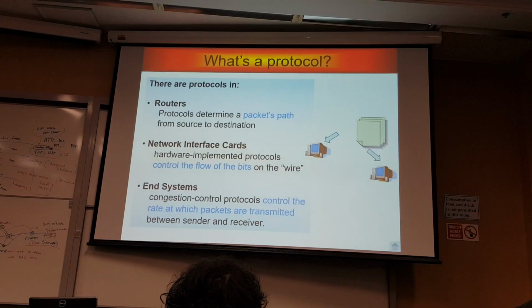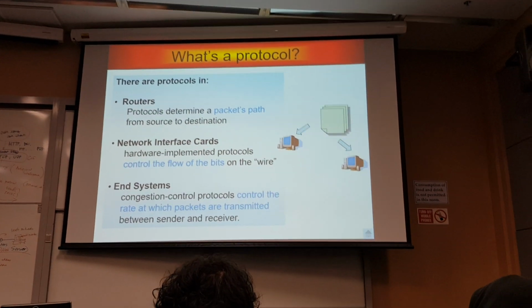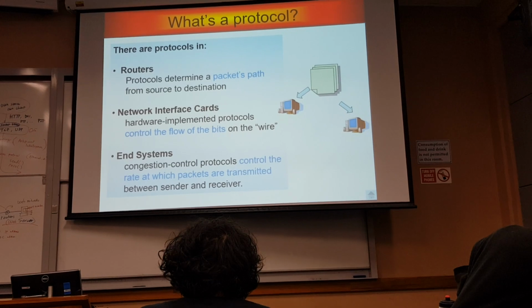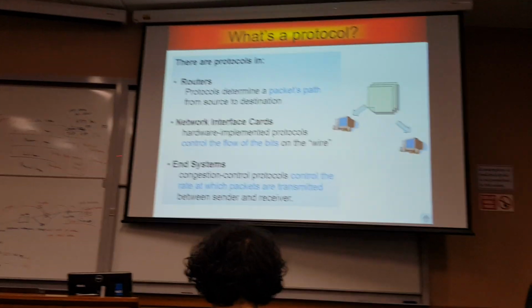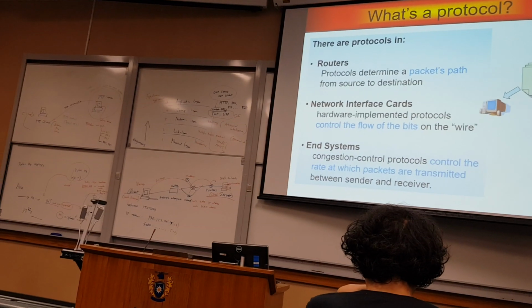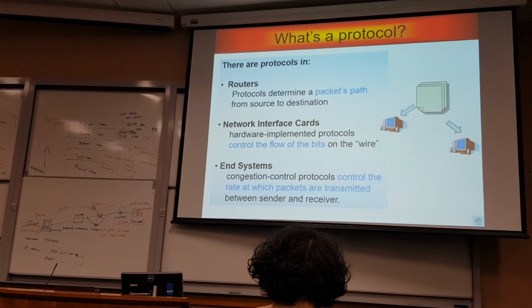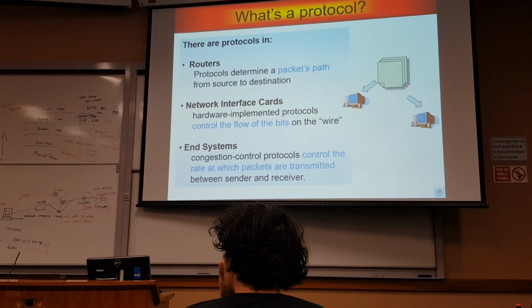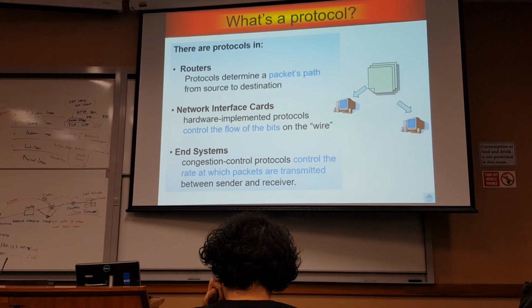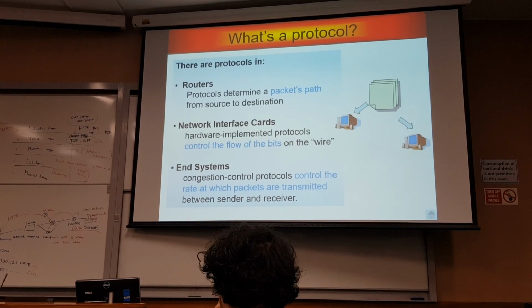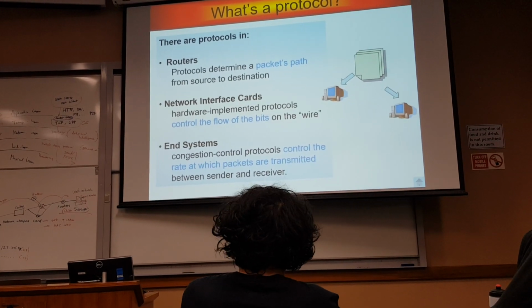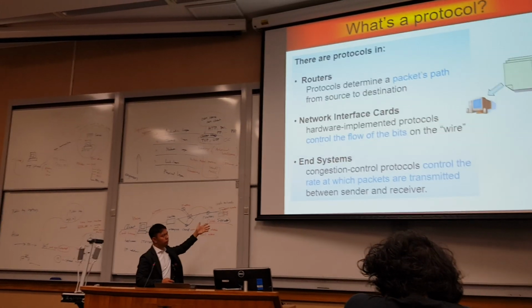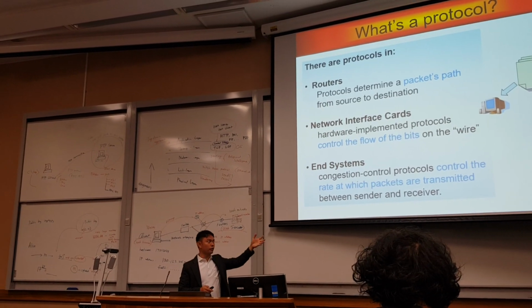So these things look familiar now. Routers for route computations. Network interface cards for multiple access control and the actual flow of the bits in the wire. For end systems, TCP is responsible for making sure that the routers do not get congested, so there's congestion control, flow control, so that the server will not be overwhelmed.